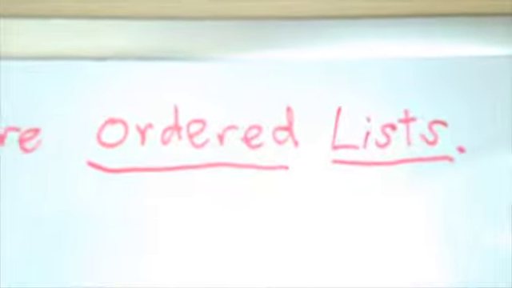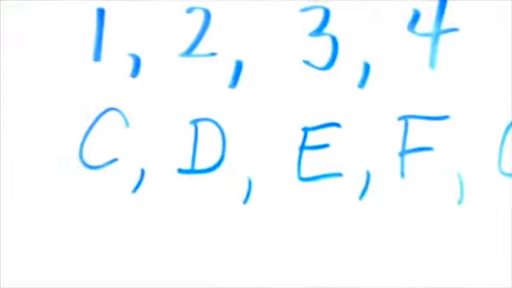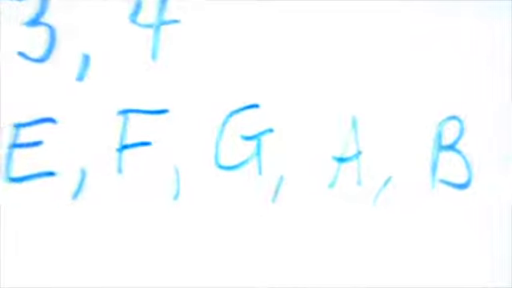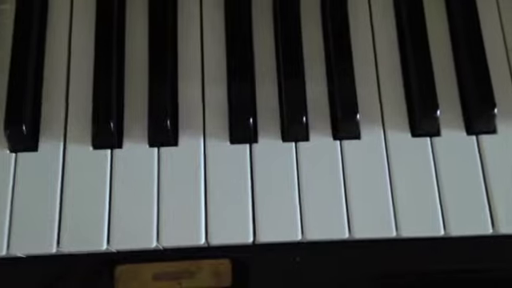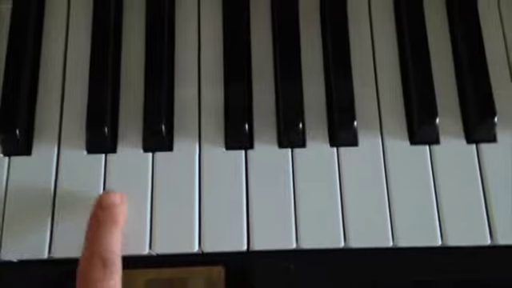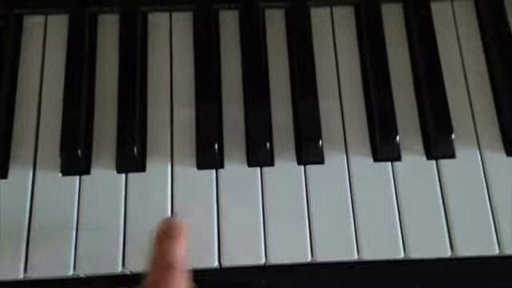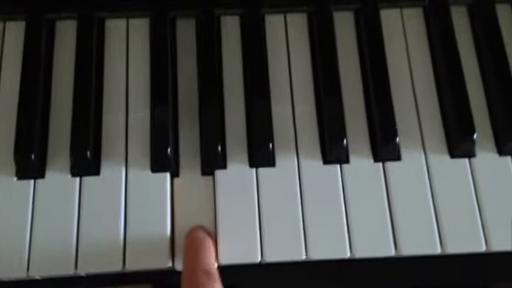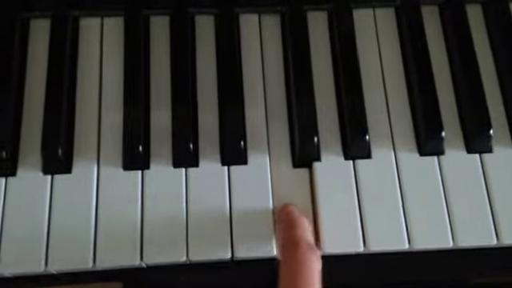Sequences. Sequences are ordered lists. 1, 2, 3, 4. Here's this familiar letter sequence, C, D, E, F, G, A, B. The 7 notes of the C major scale. Here's another way to see the sequences for the 7 notes of a major scale, any major scale. 0, up 1, up 1, up a half, up 1, up 1, up 1, up a half.